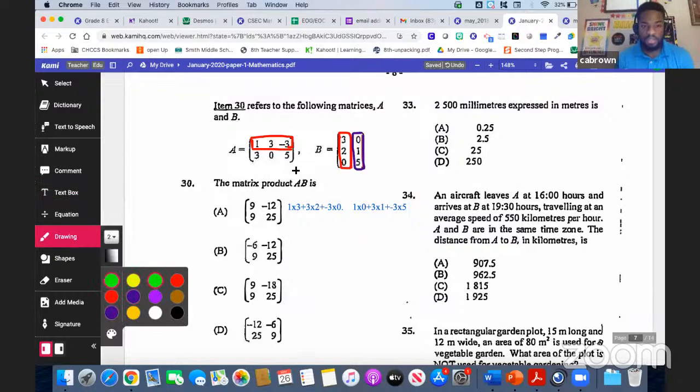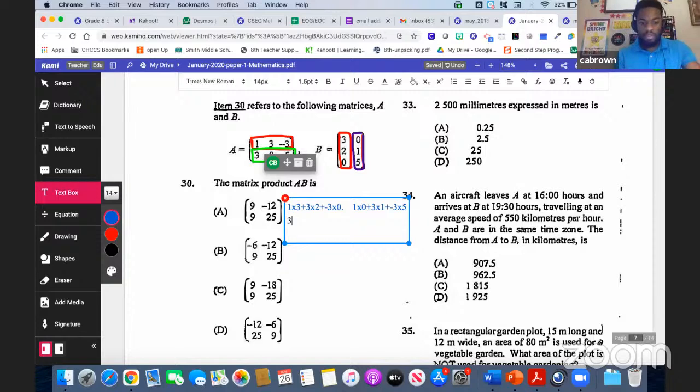And the second part is this part. Second row times first column. So what we're going to be doing now is 3 times 3 plus 0 times 2 plus 5 times 0. Then second row times second column, 3 times 0 plus 0 times 1 plus 5 times 5.